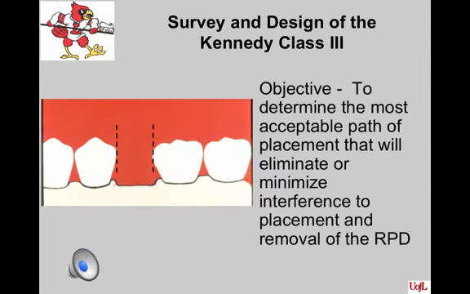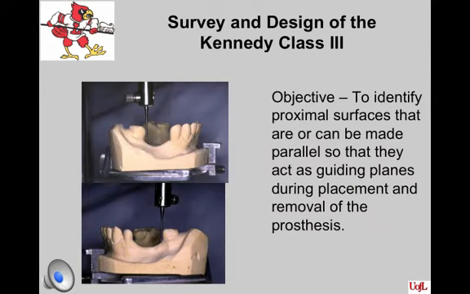One of the objectives of surveying a cast is to determine the most acceptable path of placement that will eliminate or minimize interferences to the placement and removal of the RPD. Another objective is to identify proximal surfaces that are or can be made parallel so that they act as guiding planes during placement and removal of the prosthesis. We want to position that cast so that we have the least amount of tooth structure that has to be removed in order to create this parallelism.